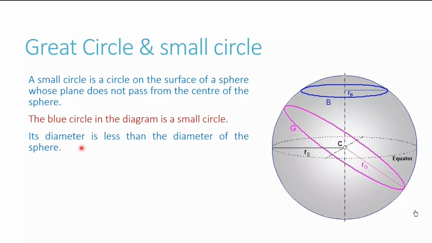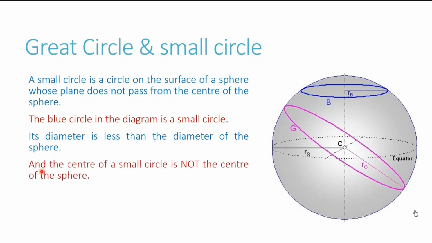The diameter or the radius of the small circle will be less than the diameter of the sphere. And the center of a small circle is not the center of the sphere. We know their centers are not matching. The center of the blue small circle is here at this particular point, whereas the center of the sphere, or the Earth, is at point C here.